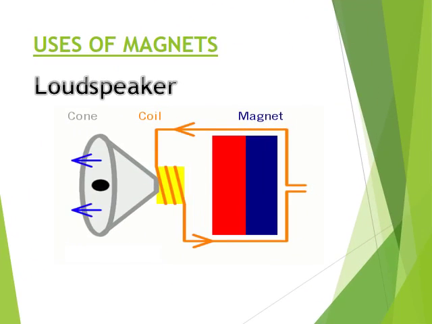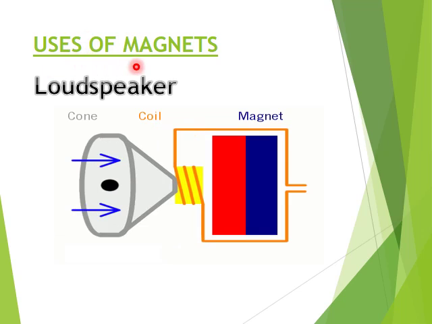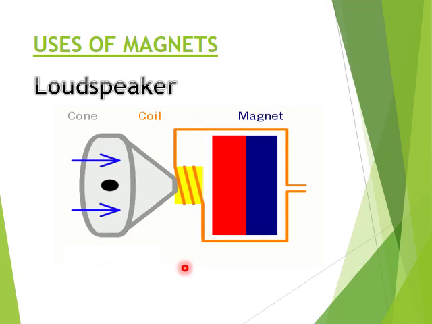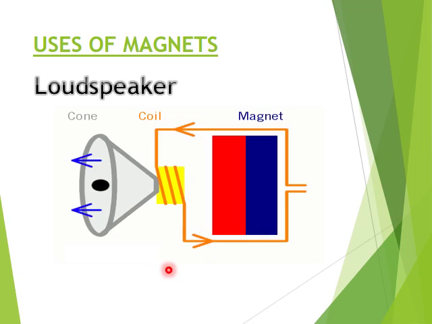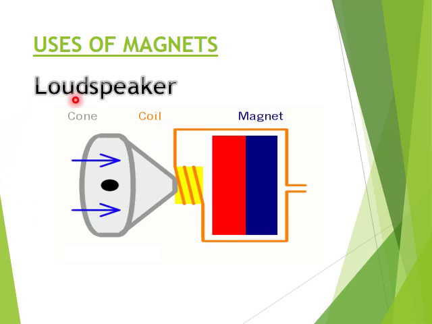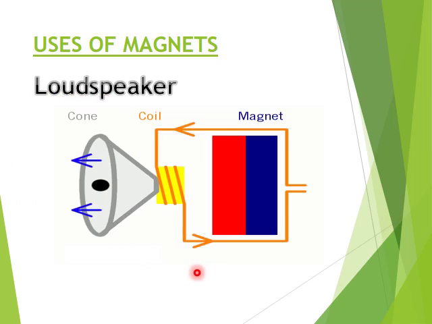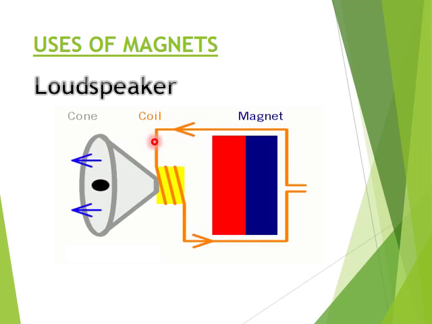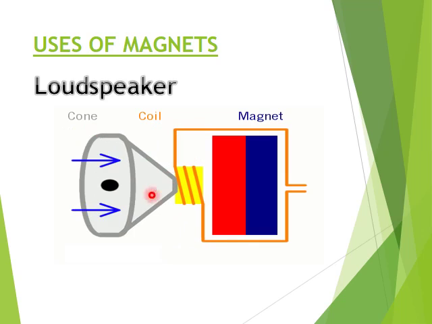Here you can see another use of a magnet. Magnets are used in many electrical machines and motors, but here you can see the use of a magnet in a loudspeaker. Here is a loudspeaker. You can see a cone, which is the main part of a loudspeaker, and at the back side of this cone there is a coil of copper wire.